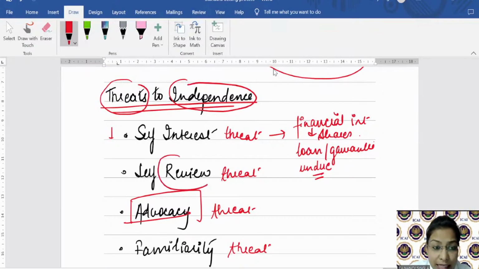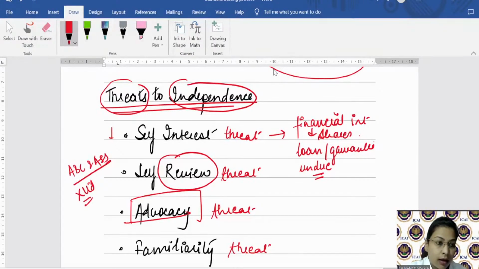Then the second is what? Self-review threat, as the name suggests. If I ask you to check your own papers, how much marks are you going to give? More than 90, right? So, self-review threat. If the auditor is reviewing work which has been done by himself, in that case also there is a threat to independence, right? For example, let's say any member of the audit team was previously in a senior position in the management of the company.